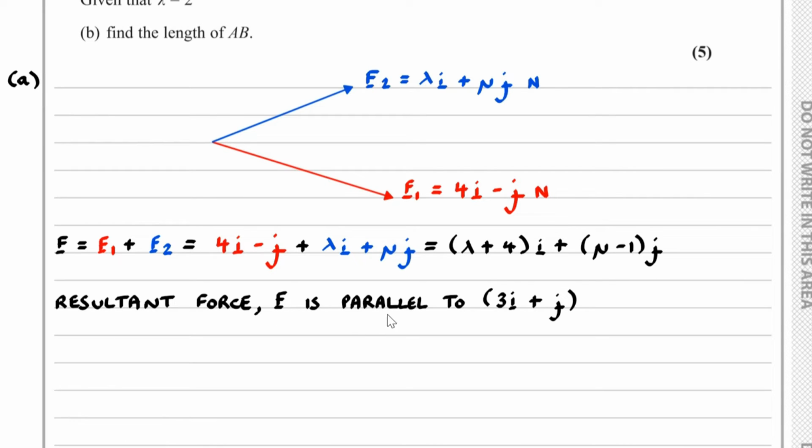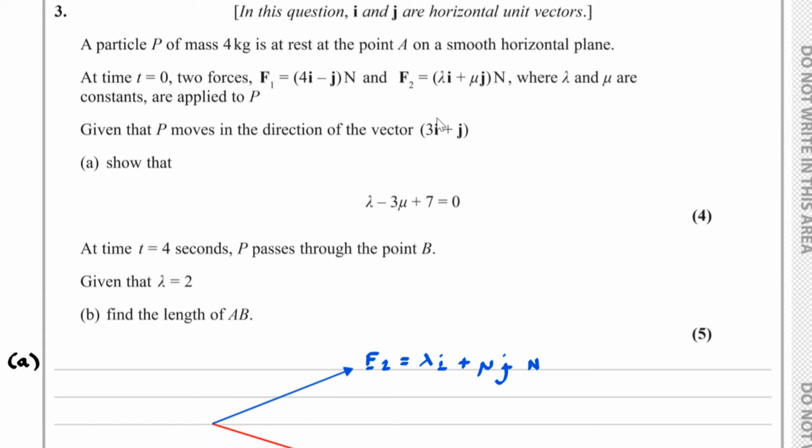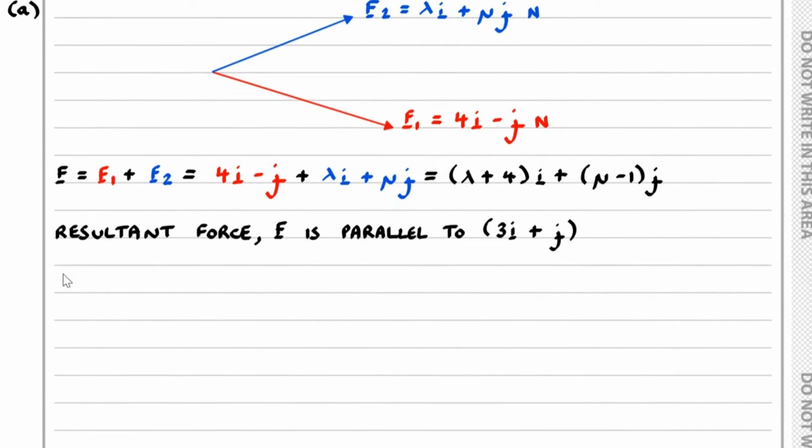Now, this resultant force F is parallel to 3i plus j, and that's because, if we go back to the question, P moves in this direction. And so, therefore, the ratios of the components will be equal. So we have 3i and 1j, so 3 over 1 will equal (lambda plus 4) over (mu minus 1).